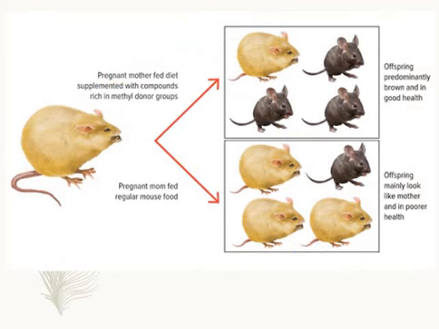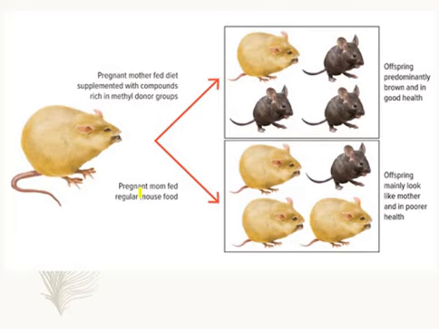There have been lots of experiments done on mice. In this particular one, you've got an overweight yellow mouse mother, and they've done a few studies. In one of those, they fed a pregnant mother a diet that was supplemented with compounds rich in those methyl groups that I mentioned earlier. And what happened in those mice is that the offspring was predominantly brown and in good health. There were a few that were more like the mother, but actually most of them were pretty healthy.